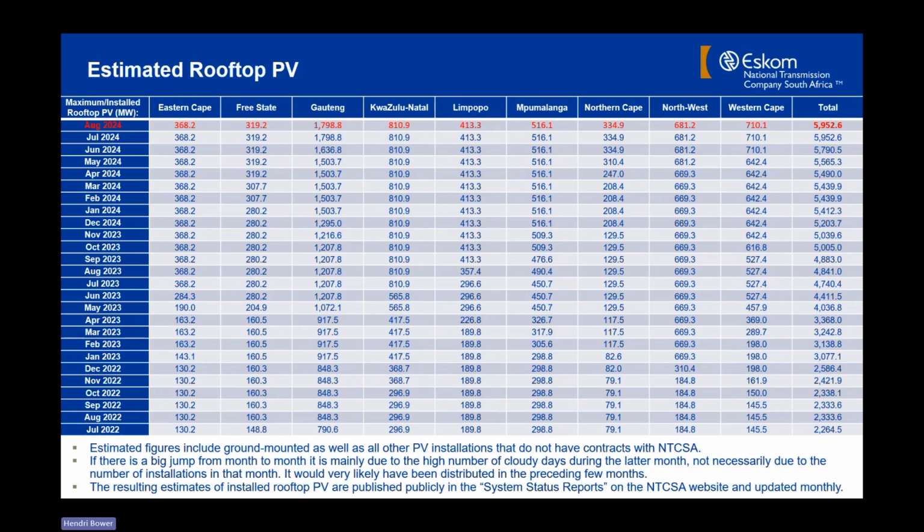And then also, while I'm mentioning that, this data is actually published publicly. It's included in the system status reports on the NTCSA website. And even though those reports are done on a weekly basis, these figures for the rooftop PVs are updated on a monthly basis. So if you are quite interested in looking at this and seeing how things are changing, this is made publicly available and you can actually download it and look at how it changes from month to month.